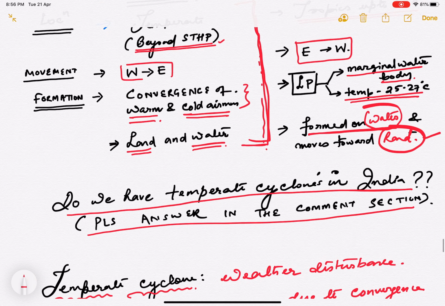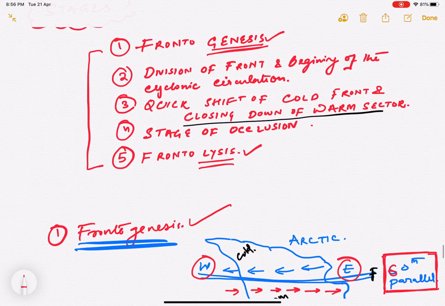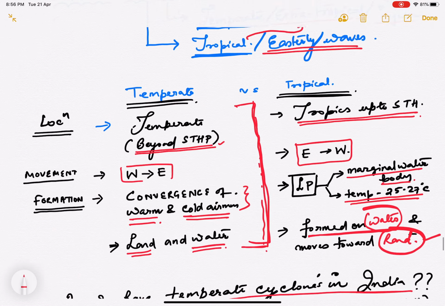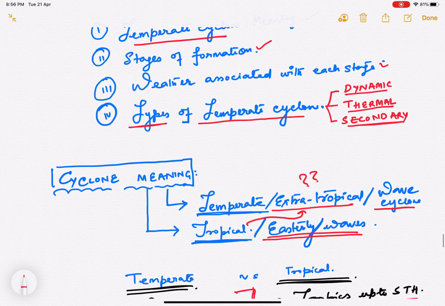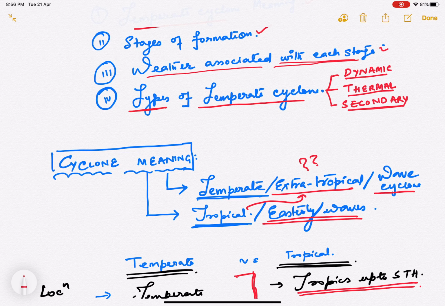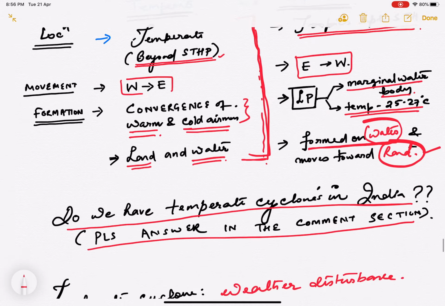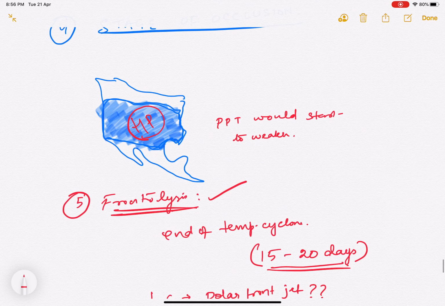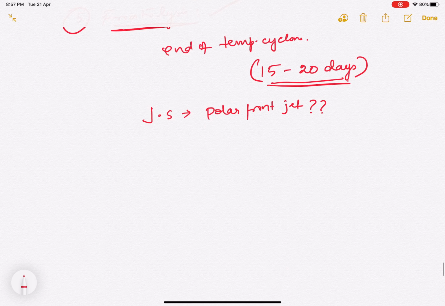Next we would go on to the... what was the next topic? The next topic was weather associated with each stage. Actually, I'm very sorry, but I tend to forget things. You can even ask any of my students. Now let's move on to the weather associated.